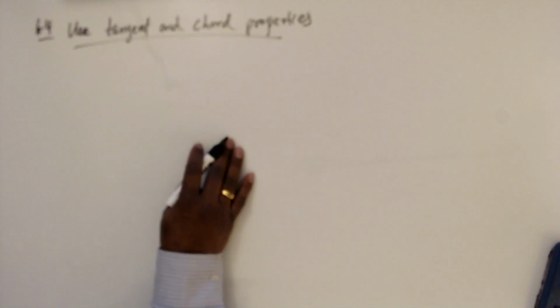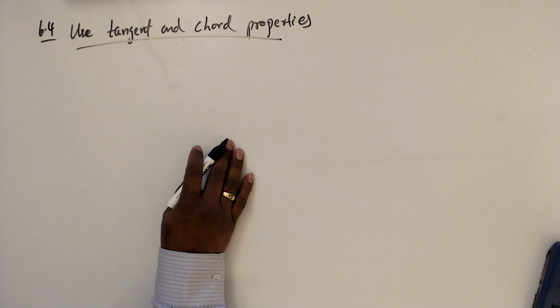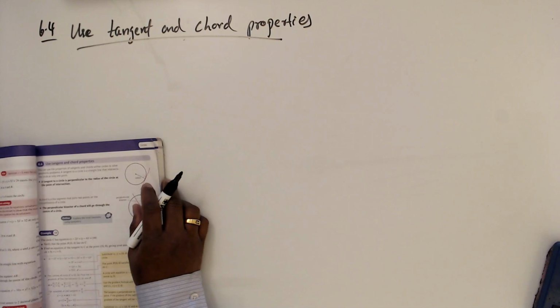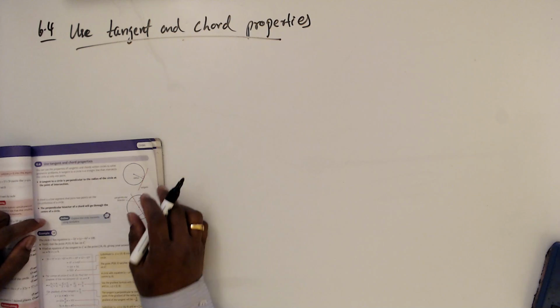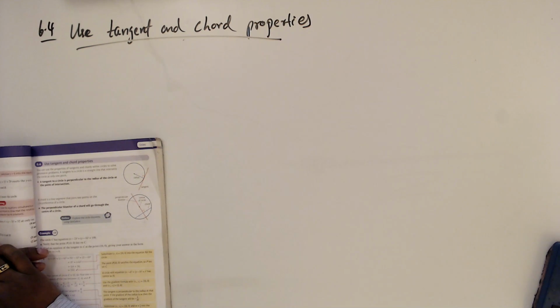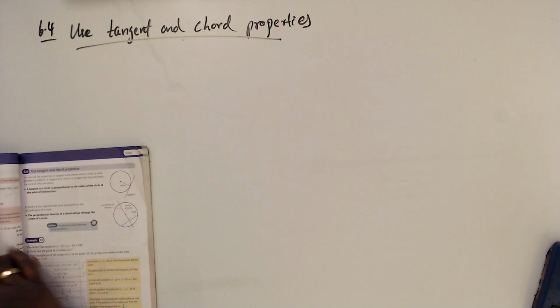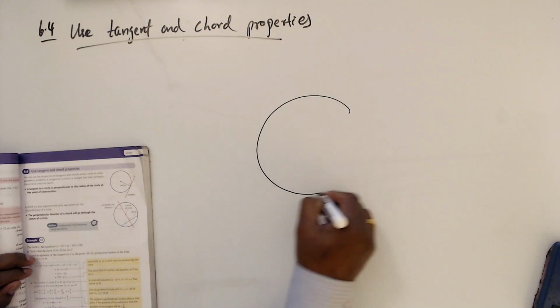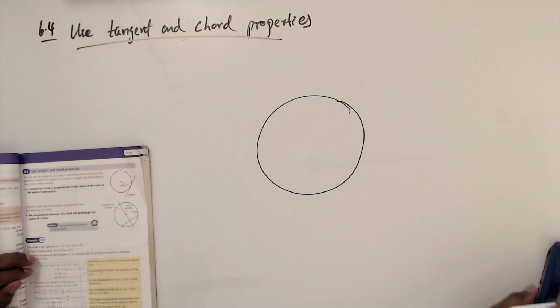6.4 use tangent and chord properties. This is page 123, and it says that a tangent to a circle is perpendicular to the radius. It means we know what tangent means.